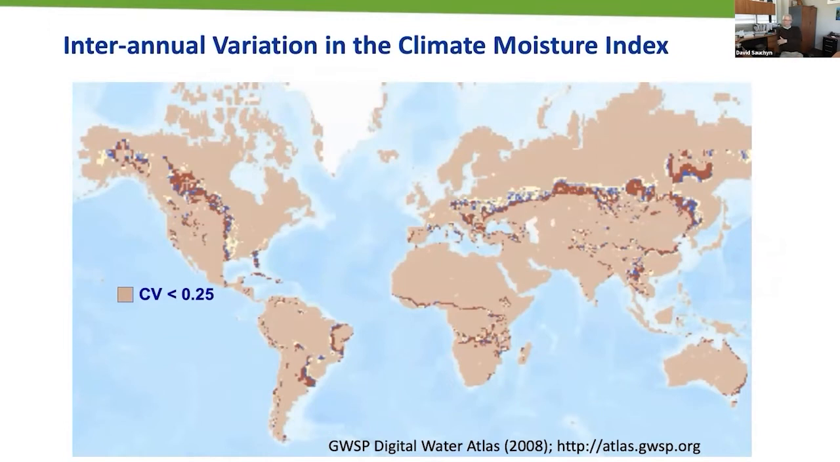Here's another map of the world showing the year-to-year variation in the climate moisture index, which is the difference between precipitation and evapotranspiration. Anything in brown has a coefficient of variation of less than 25%. So most of the world, the hydroclimate is not that variable. I won't explain why there are different colors, but anything that's in color has a variable hydroclimate.